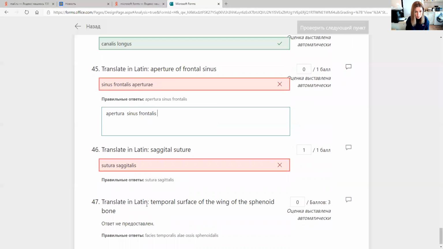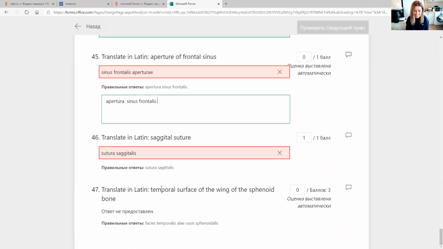Sagittal suture. Sutura sagittalis. This is correct. Only one mistake in the spelling of the word. Sagittalis, double T, but just one G. Sutura sagittalis. Here you can see the correct answer. Sutura is feminine. So sagittalis is second group of adjectives. We took masculine and feminine form sagittalis. Sagittale is neuter.